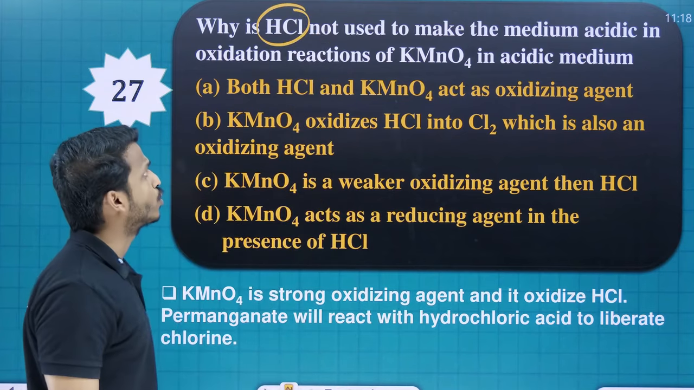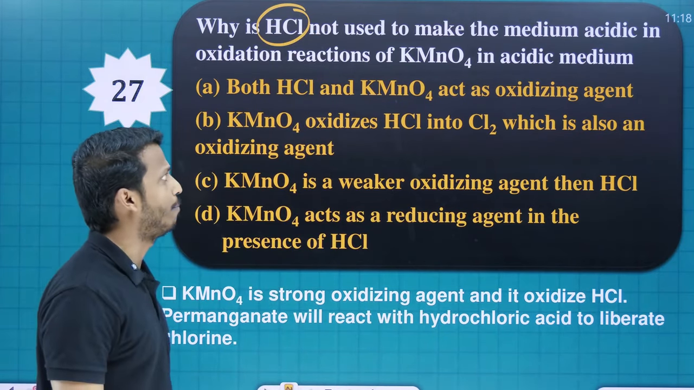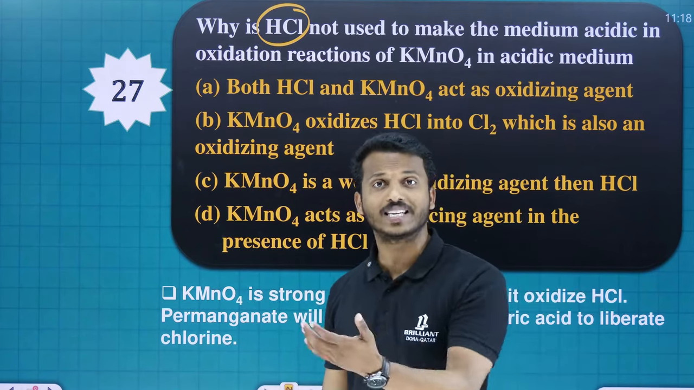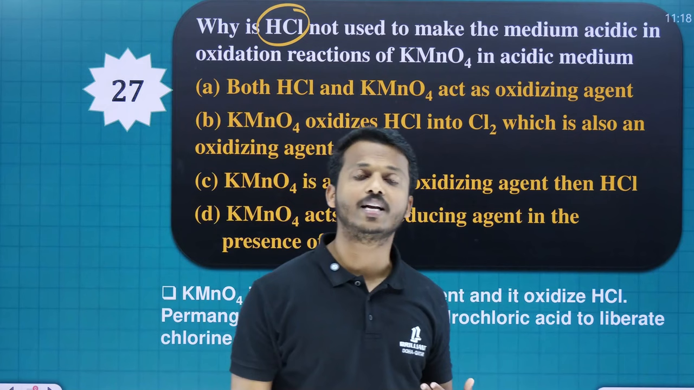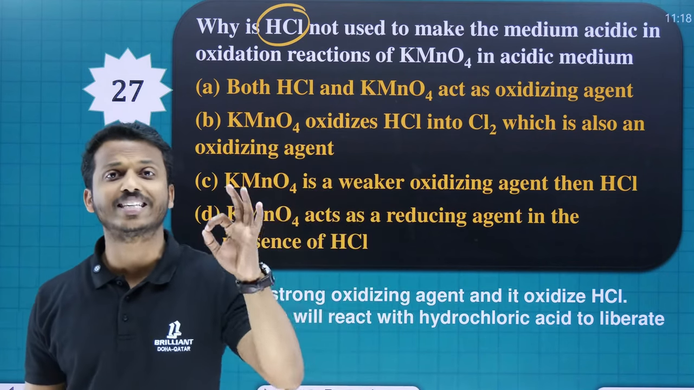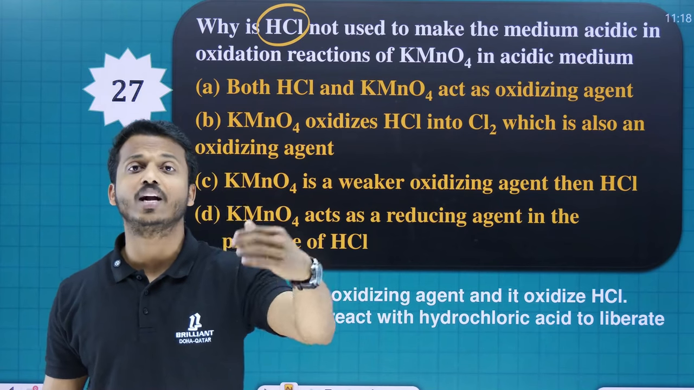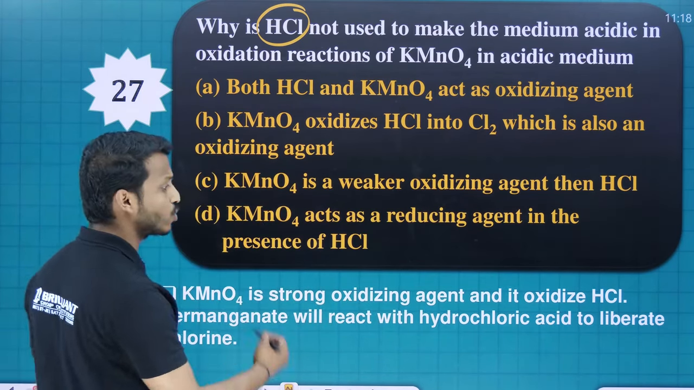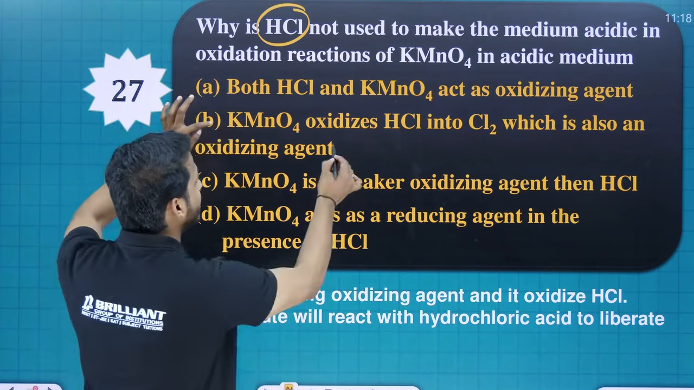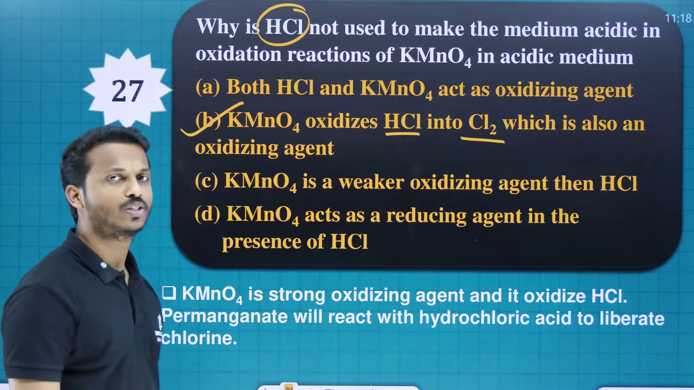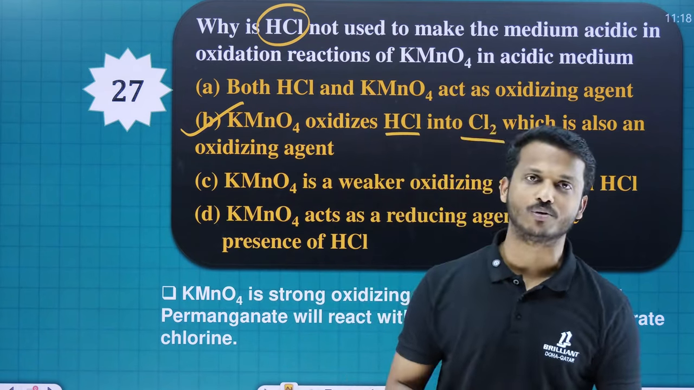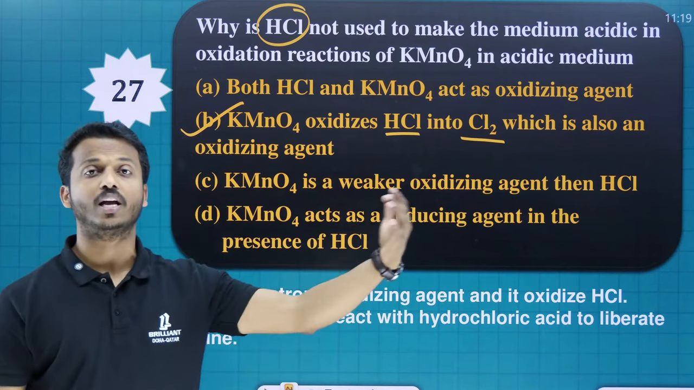Why is HCl not used to make the medium acidic in the oxidation reaction of KMnO4 in acidic medium? Normally, when you do a volumetric titration with KMnO4 from the burette, you acidify it with what? H2SO4, right? We won't use HCl. Why? KMnO4 is a very strong oxidizing agent, so it will oxidize HCl to Cl2, chlorine gas, which is also an oxidizing agent. So take care about that point. To acidify KMnO4, we use only H2SO4. We won't use HCl because KMnO4 converts HCl to which one?